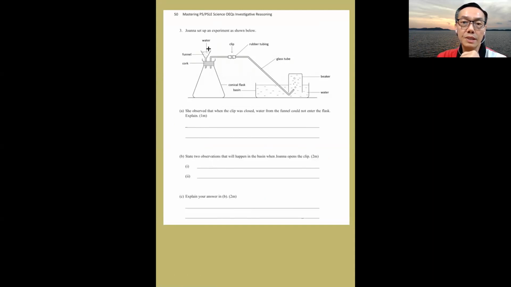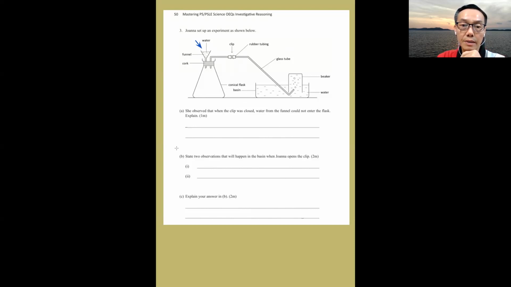Okay, in this question, this experiment is being set up and the person observed that when the clip was closed, water from the funnel could not enter. So the water from here could not enter here. They have to explain why. So actually it's quite simple because air occupies space and could not escape. Therefore the water can't come in.